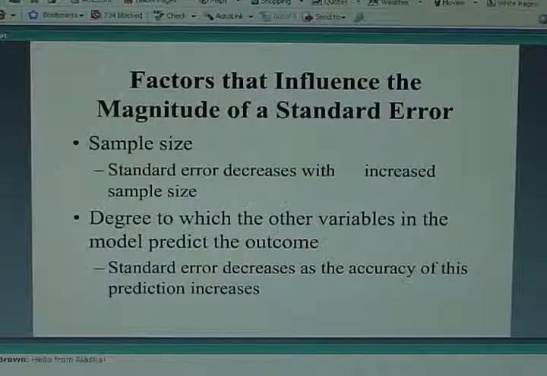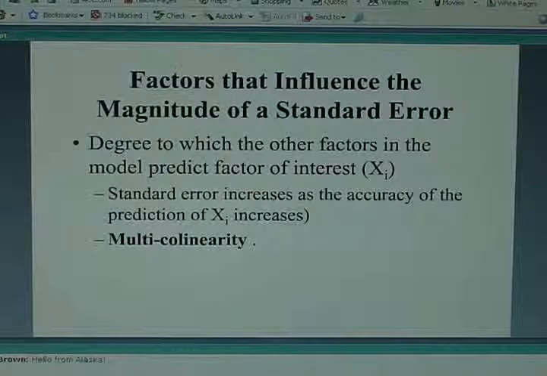But there's a downside to that too. If those other risk factors are related to your single risk factor of interest, you're focusing on the coefficient of male. If those other risk factors are related to a person's gender, like smoking, males might smoke more than females, then it turns out that the standard error will increase as those other risk factors predict your exposure of interest, your male. And that's what we mean by collinearity, or multi-collinearity, if you're talking about multiple risk factors.